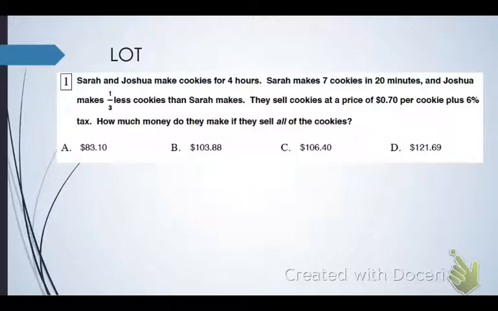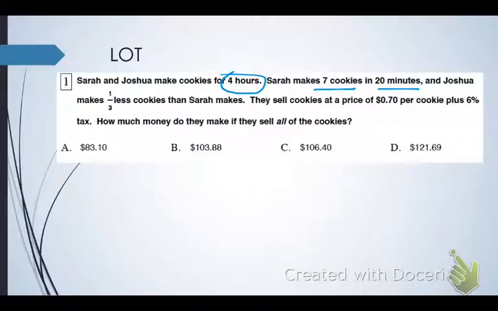All right, so let's take a look at the cookies here that Sarah and Josh are making. Sarah and Joshua make cookies for 4 hours. Sarah makes 7 cookies in 20 minutes. So right there, I'm going to stop and think, okay, if Sarah makes 7 cookies in 20 minutes, how many is that in the 4 hours total that they are making cookies?